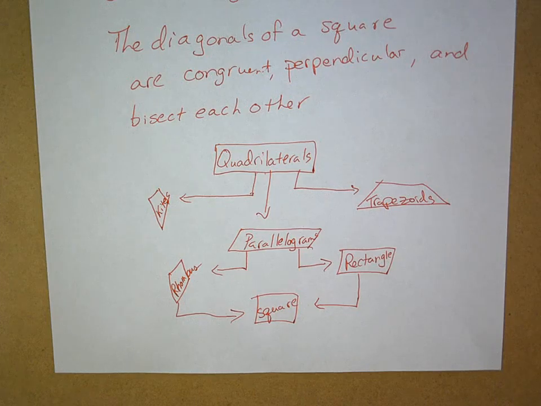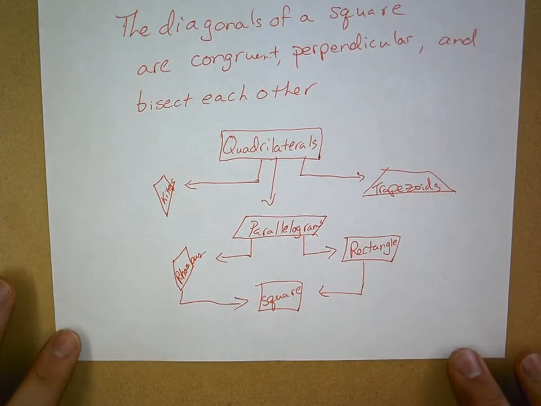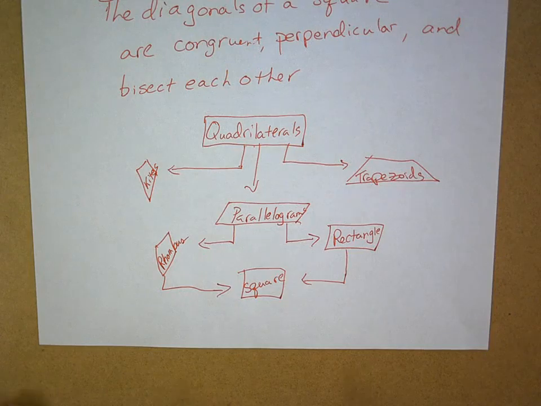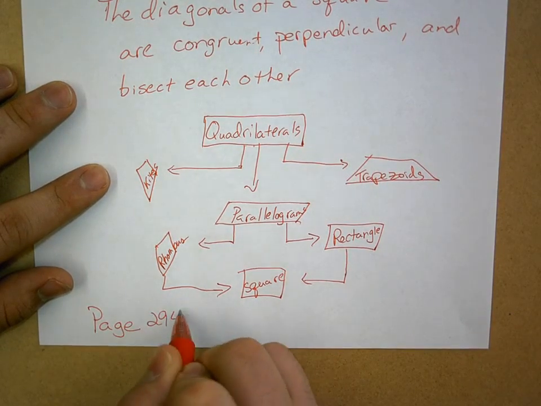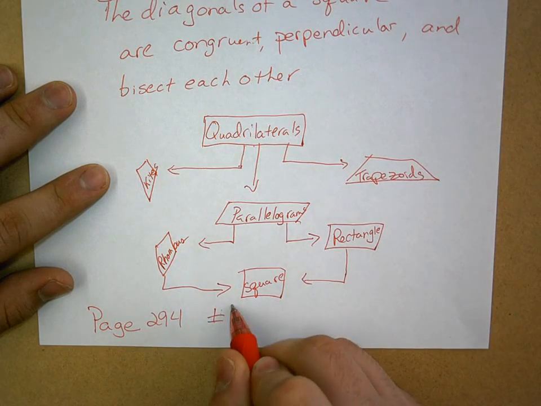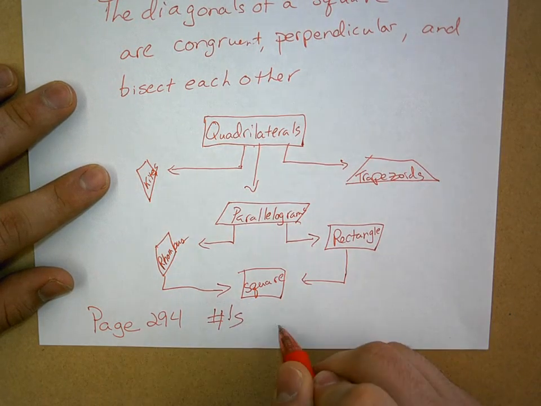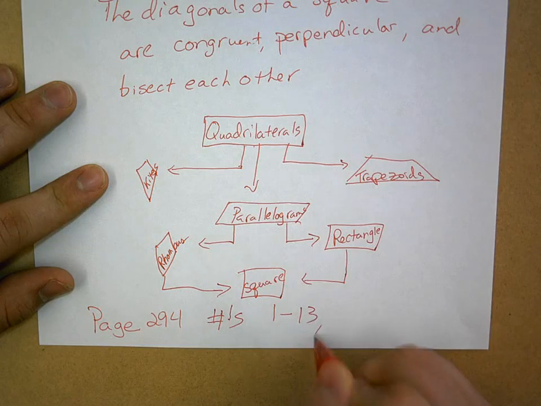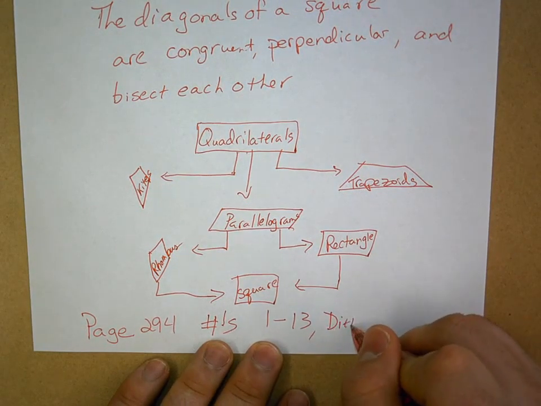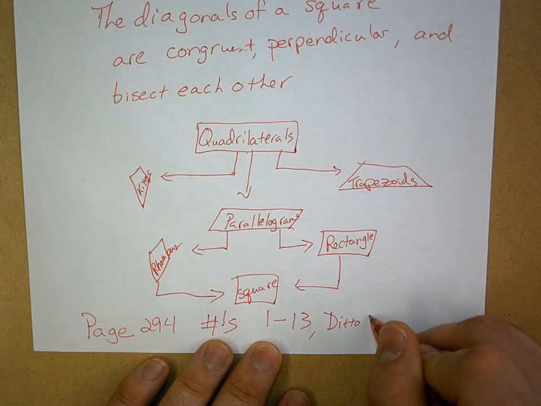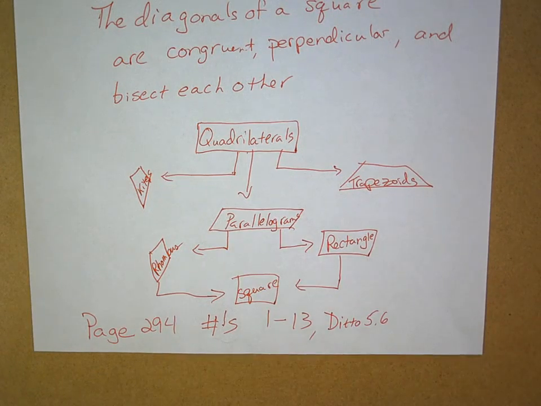Okay? So, write this little diagram down. After you're done, work on page 294, numbers 1 through 13. Okay, and then take out your ditto, 5.6, and work on that. Again, if you have any questions, you are more than welcome to come after school, room 303. I will be more than glad to help you with anything, okay?